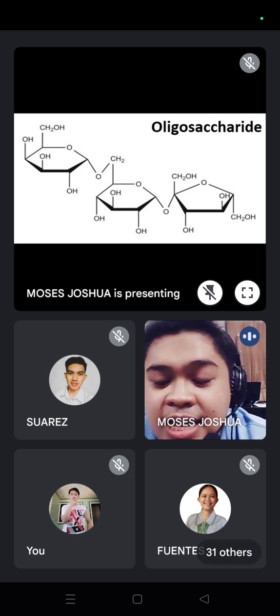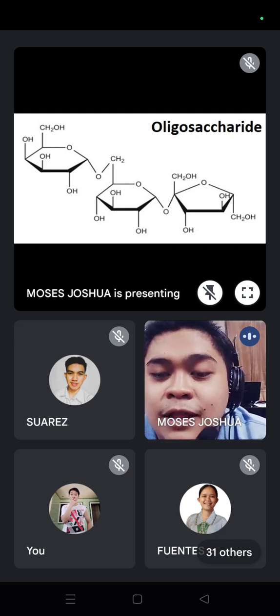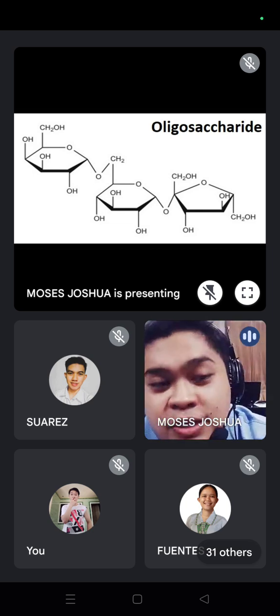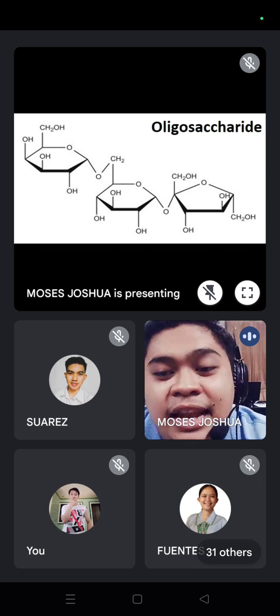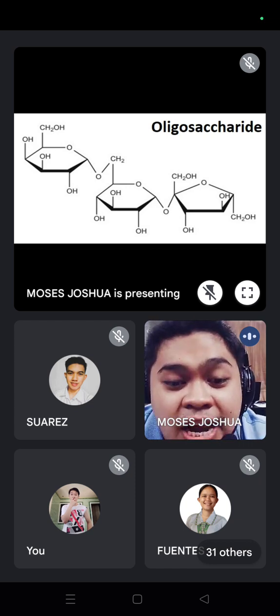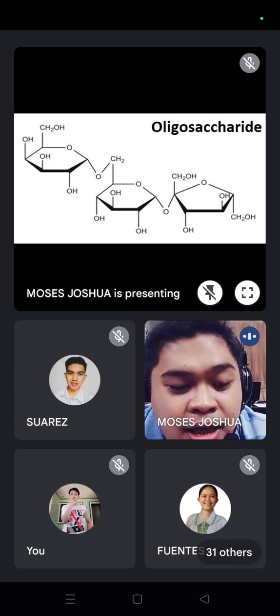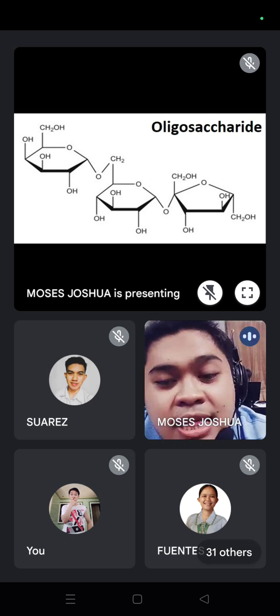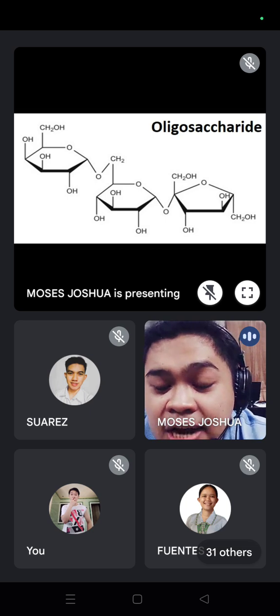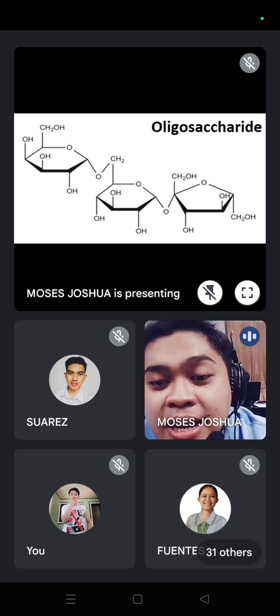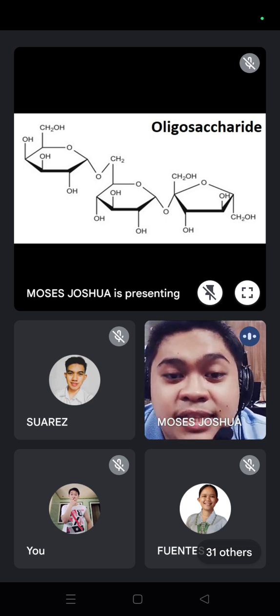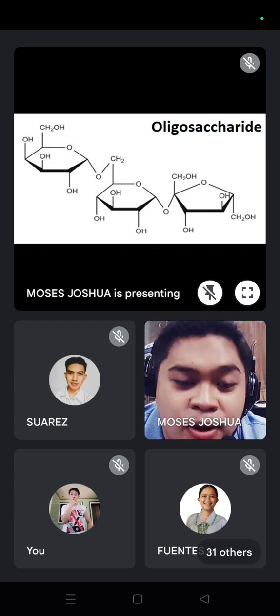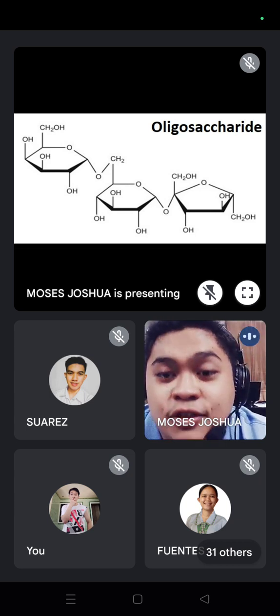When we say oligosaccharide, it is a carbohydrate that contains 2 to 10 monosaccharide units covalently bonded to each other. So again, when we say covalently, they just share electrons. A concrete example or evidence to show that these compounds are just sharing electrons, with no one gaining or losing, is the Lewis dot structure. And I hope that you are familiar with the Lewis dot structure.